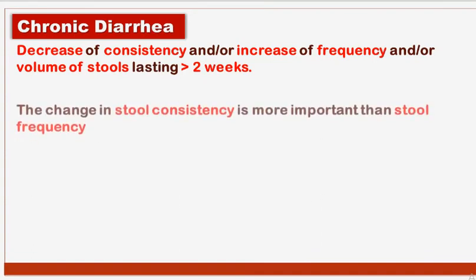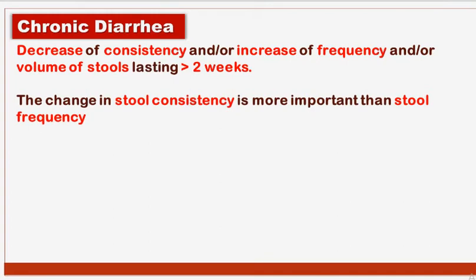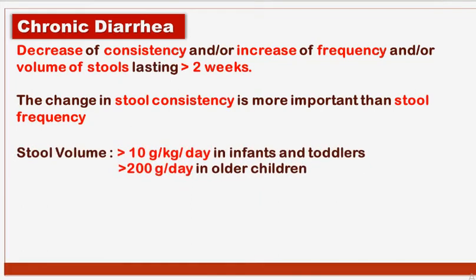Actually, in chronic diarrhea, the change in the stool consistency is more important than the stool frequency. So we focus on the consistency if we are dealing with the chronic diarrhea more than the frequency, even if the frequency is little, 3 times. But what is important is the consistency, if it is decreasing, or the volume of the stool. So you remember the volume of the stool is more than 10 grams per kg per day in infants and toddlers, and more than 200 grams per day in older children. If we can weigh the stool per day and we can see it more than these normal values, so we regard it as diarrhea. Because the duration is more than 2 weeks, it is regarded as chronic diarrhea.